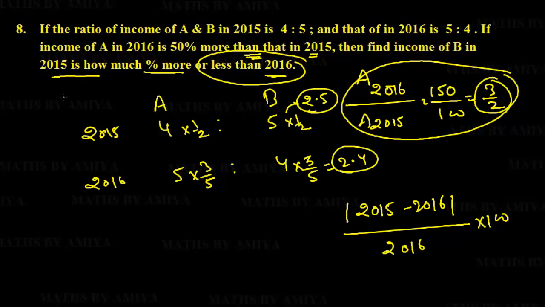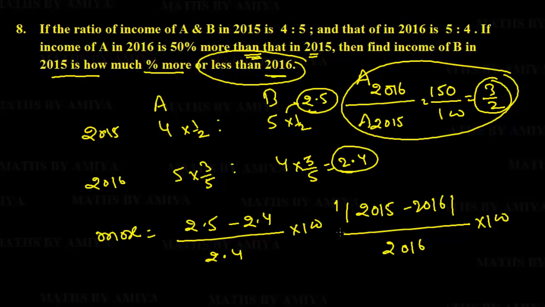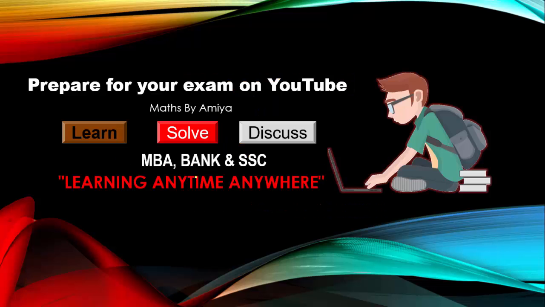So our answer: 2015 is how much percent more or less? 2015 is more. And how much percent? 2.5 minus 2.4, the difference, upon 2016, which is 2.4, into 100. After solving this we get 0.1 upon 2.4 into 100. The decimal points cancel out, giving 100 upon 24, which is 25 by 6. So our answer is 25/6% more. I hope this one is clear.